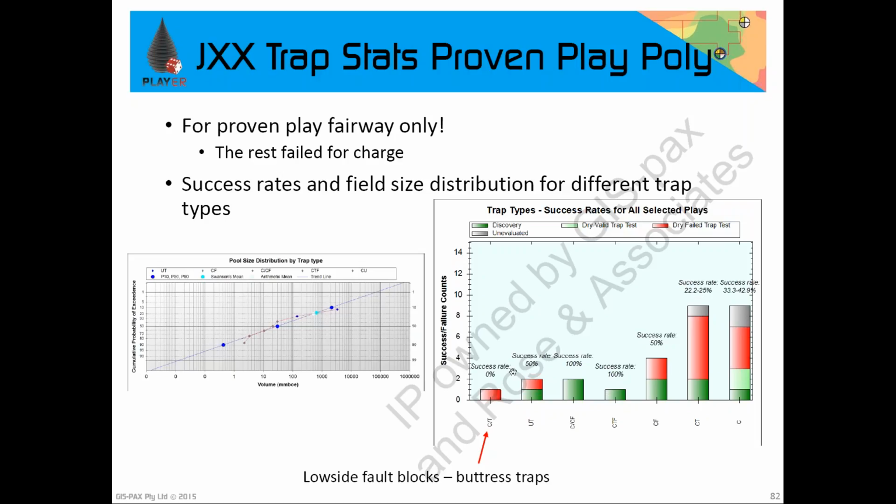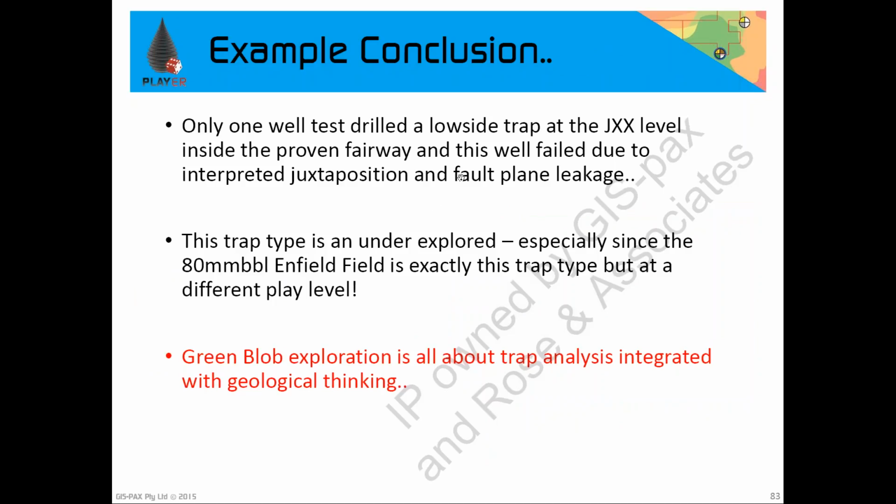But interestingly here, this is a buttress test. This is a low side fault block, and one of those has been tested in that proven area and it failed. But there's only one that's been attempted. Now, we know why that failed. We've looked at the well, and that particular trap type in this basin has examples in other plays where there's 80+ million barrels of oil. So if I was exploring this particular play, I would be looking for low side buttress blocks. They clearly haven't been targeted, and I understand why the ones that have been targeted have actually failed.